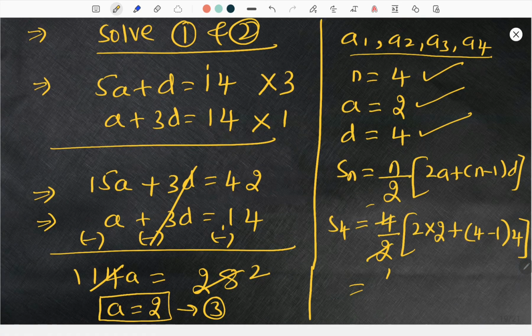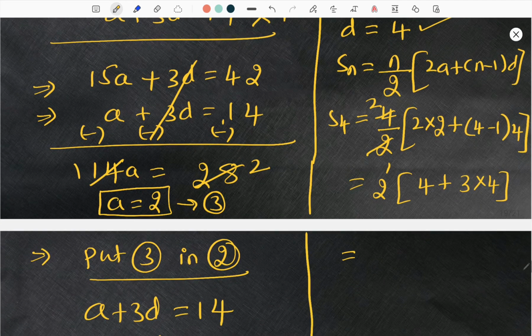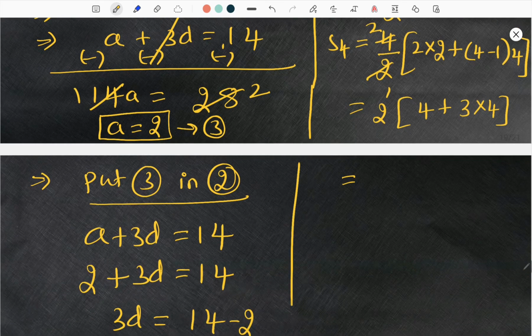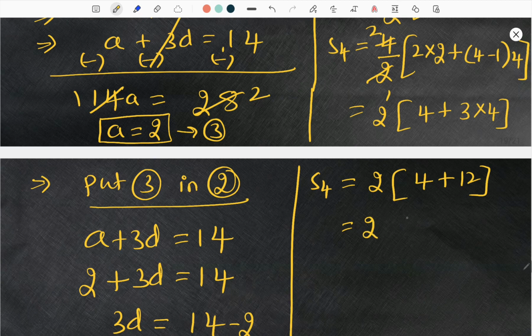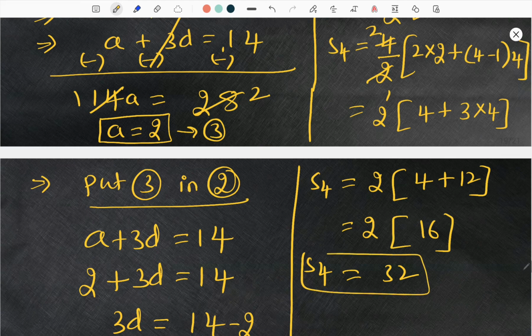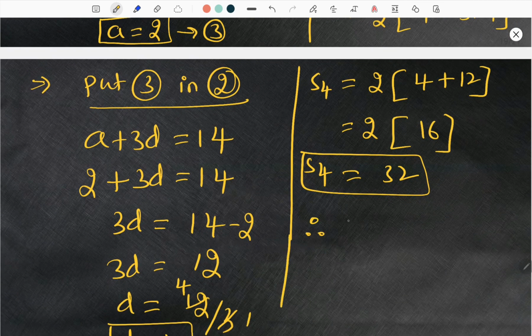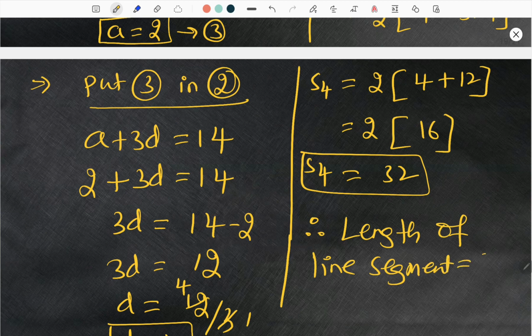So, 2 ones are 2, 2 twos are 4. So, 2 bracket 2 into 2 is 4 plus 4 minus 1 is 3, 3 into 4, then close the bracket. Then you can carry forward the calculation here. So S4 is equal to 2 bracket 4 plus 3 into 4 is 12, and you can write it as 2 bracket 16. 2 into 16 is 32. So the sum of all these 4 terms is 32, therefore the length of the line segment is going to be 32 centimeter.